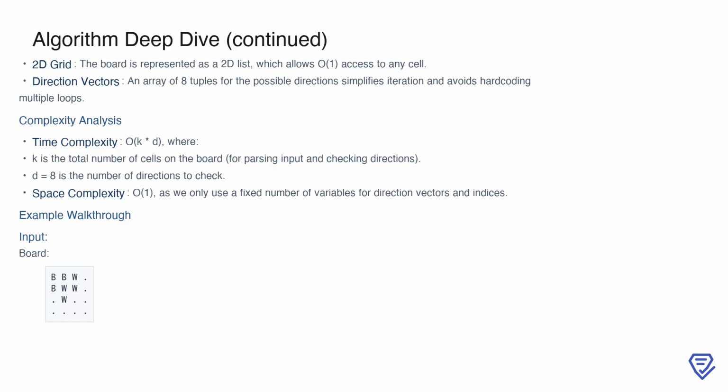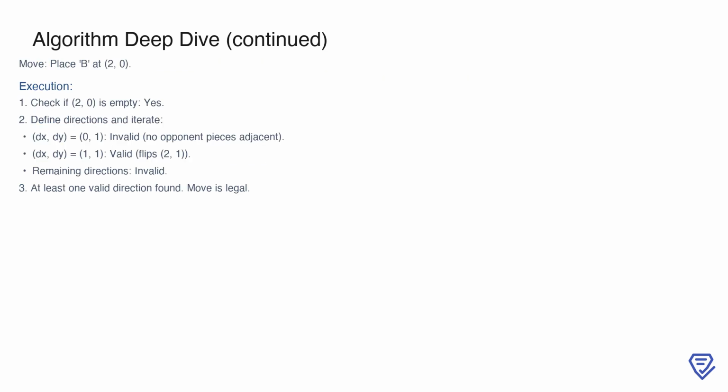To better understand how this works, let's walk through an example. Imagine the following board configuration: BBW, BWW, W. The player B wants to place a piece at position 2, 0. First, we check if the target cell, 2, 0, is empty. It is, so we proceed. Next, we define the direction vectors and begin iterating.